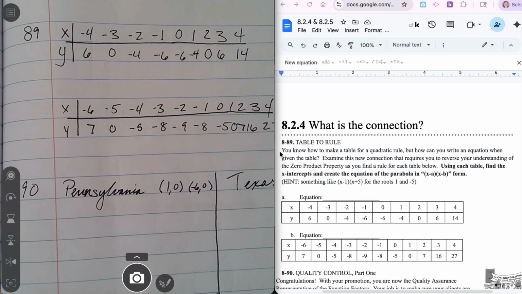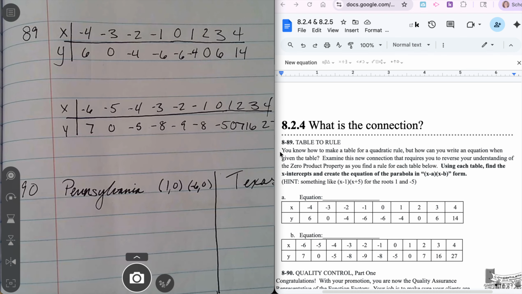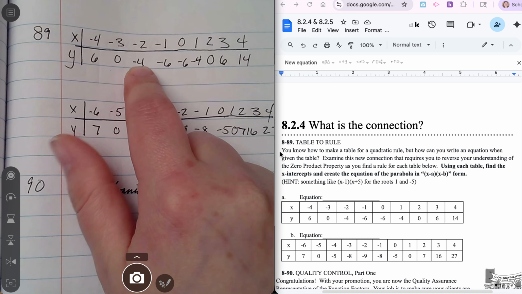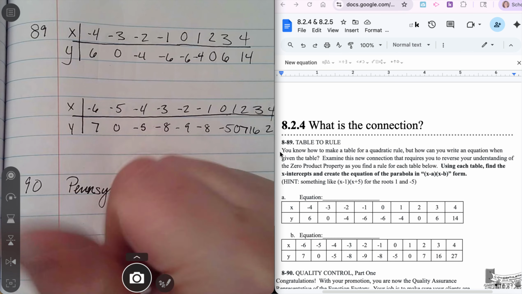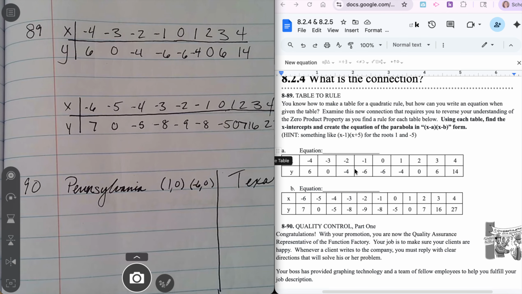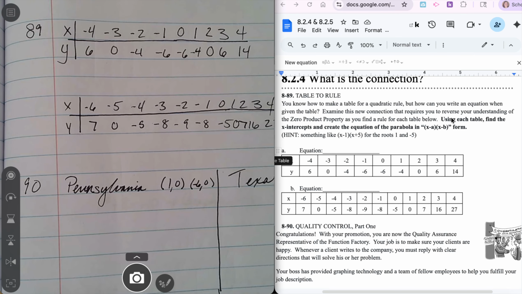So last class we talked a little bit about how to make a table for a quadratic equation of some kind. But how are we supposed to work that backwards? So this time going from having a table like we have here to the equation that we want to make. You've been given two tables here that you need to work with. It says examine this new connection that requires you to reverse your understanding of the zero product property as you find a rule for each table below. Using each table, find the x-intercepts and create the equation of the parabola in x minus a, x minus b form.